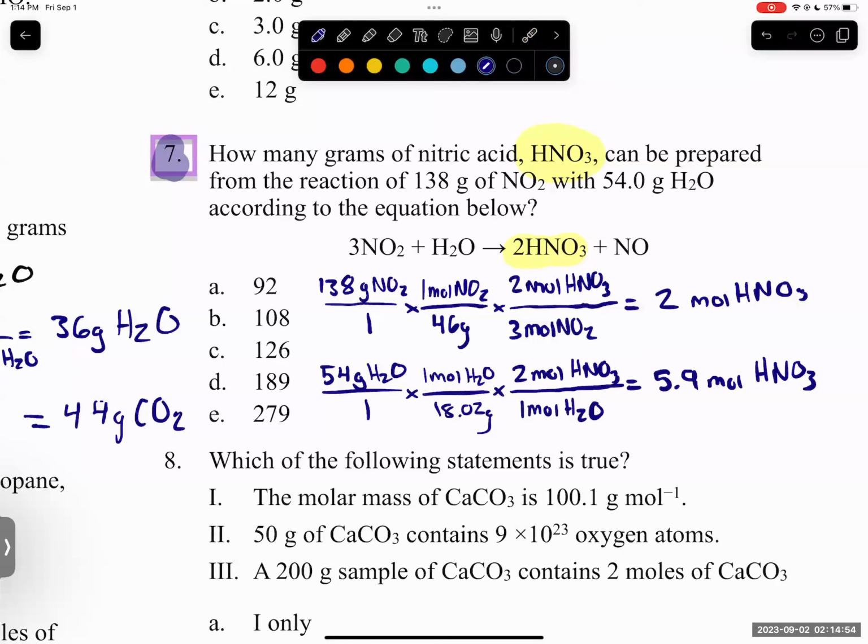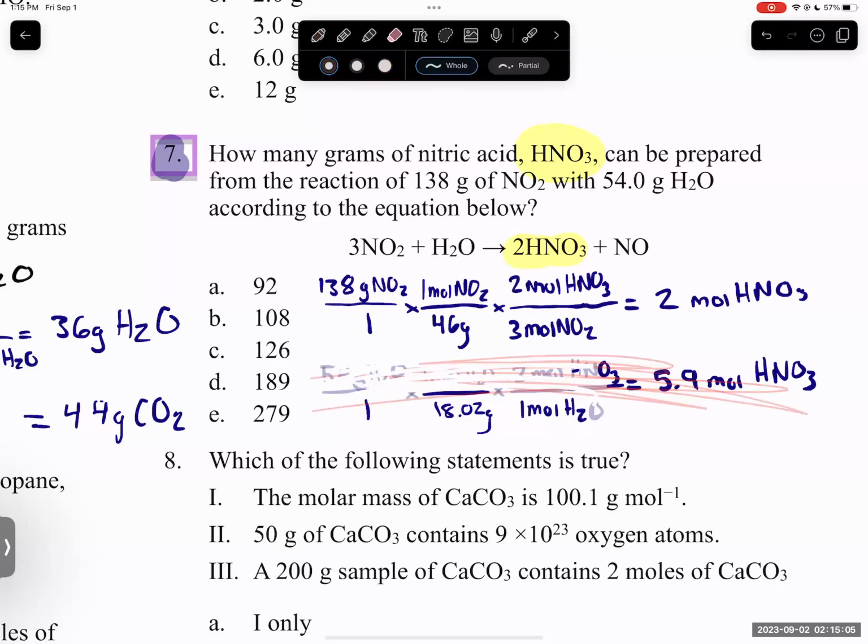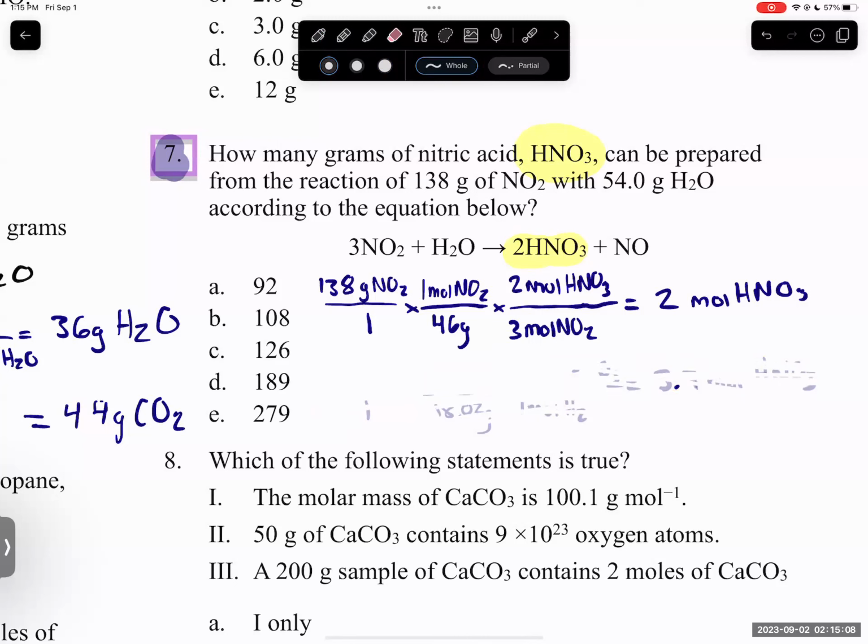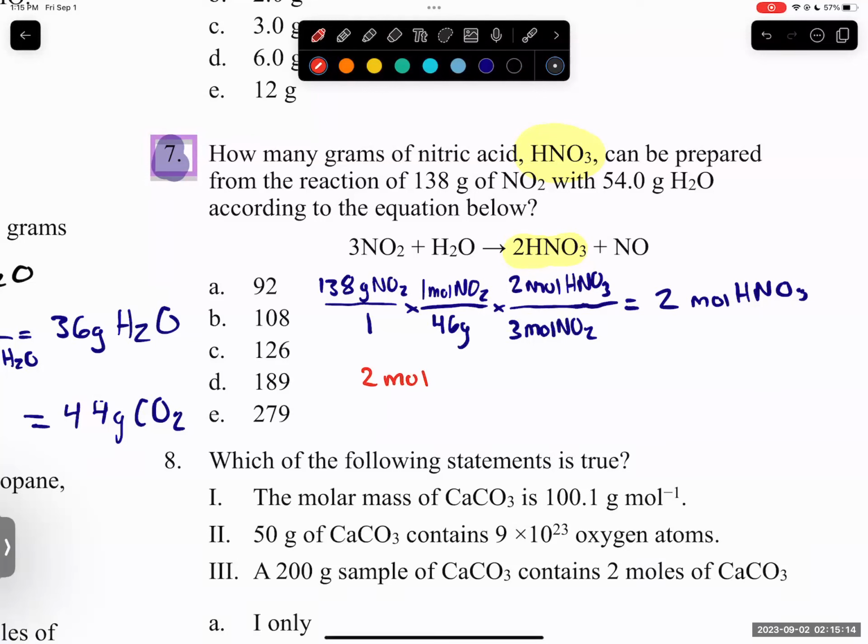So what you could do is, since I have an iPad, I can erase things. On a test, I would just cross it out so I don't get mixed up. But since I have an iPad and I need more room, I'm just going to erase all this because we don't need any of that work anymore. So we have 2 moles of nitric acid as our theoretical yield. Now we just need to convert that to the mass of nitric acid so that we can answer this question. The mass of nitric acid is 126.02 grams.